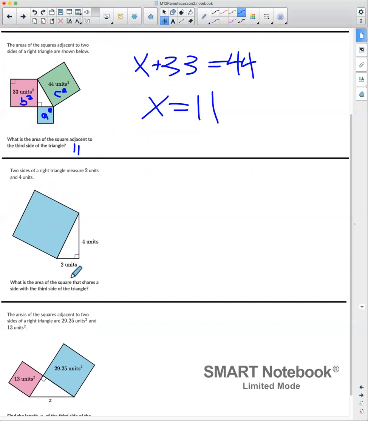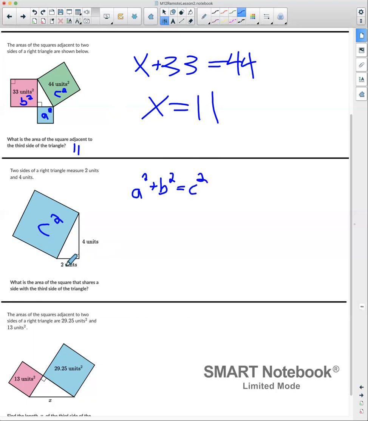Next one, what is the area of a square that shares a side with the third side of the triangle? So I want to find the area of this. So this is going to be c squared. In order to do that, I know my Pythagorean theorem. So a squared plus b squared is equal to c squared.